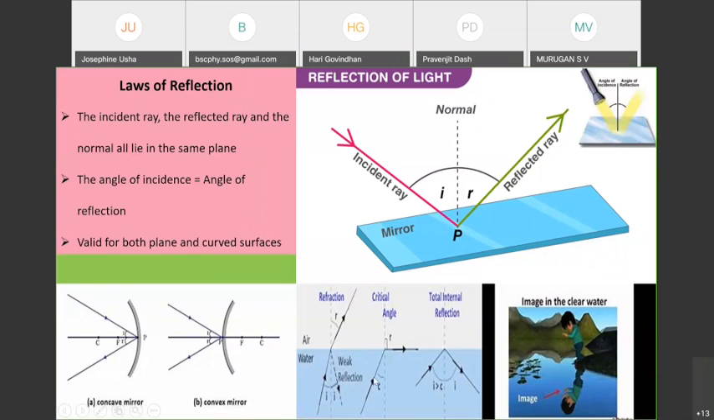So there is one condition for total internal reflection to happen: the light should move from a denser medium to a rarer medium. Right. So the first thing is, the angle of incidence should be larger than the critical angle. So the refraction concept is what I am using here.